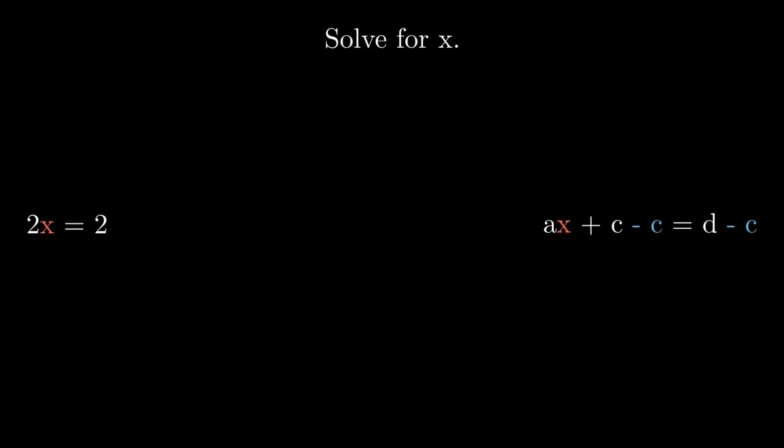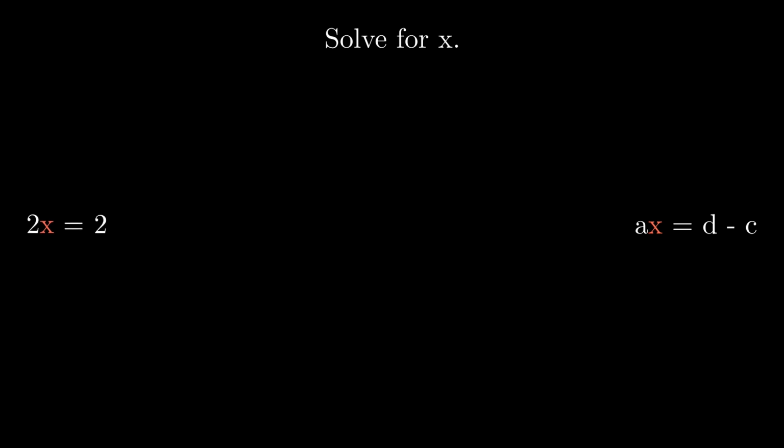Now, with my literal equation, I can't do quite as much with it. My c's will cancel out, so I'm going to end up with just ax on the left-hand side, but d and c are not like terms, so I'm going to have to leave it as d minus c.